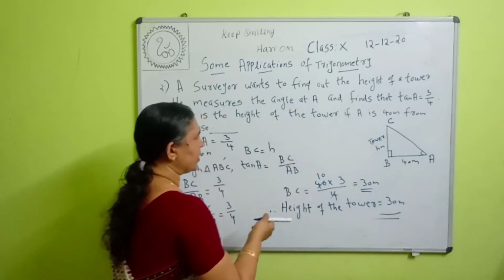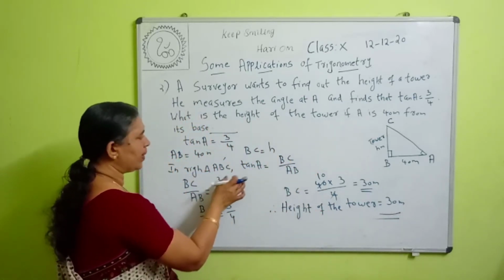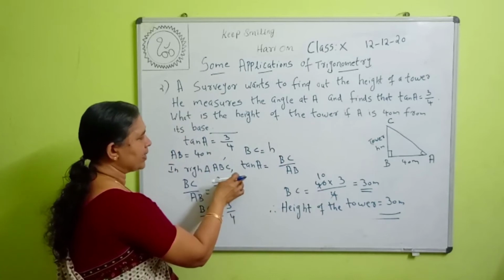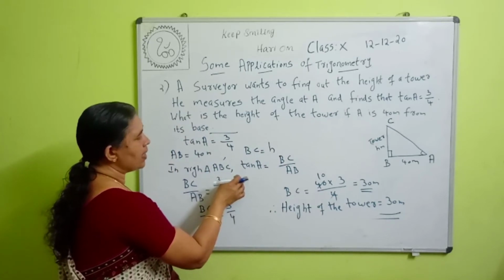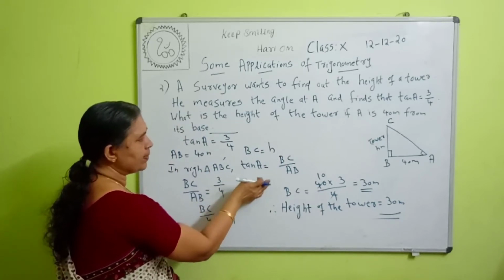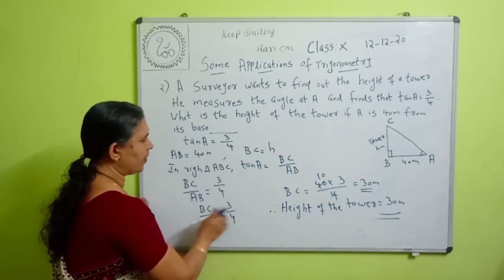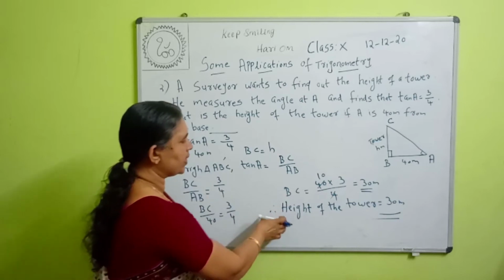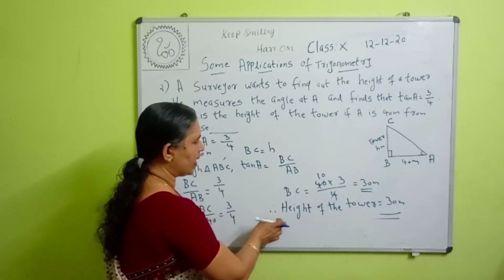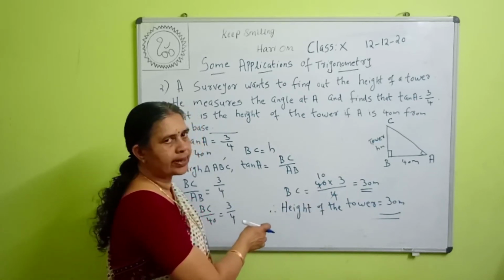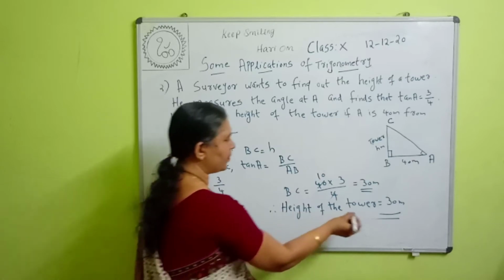Here we use the trigonometric ratio tan. Tan A is equal to opposite side by adjacent side, that is BC by AB. Then BC by AB is equal to 3 by 4. From this we find the value of BC. BC is equal to 30 meter. Therefore, height of the tower is equal to 30 meter.